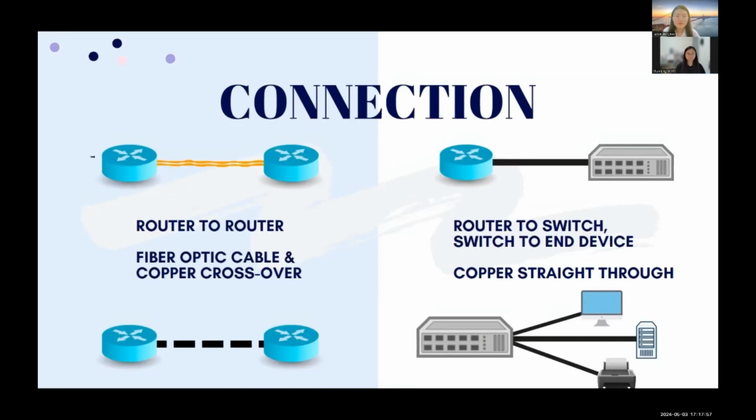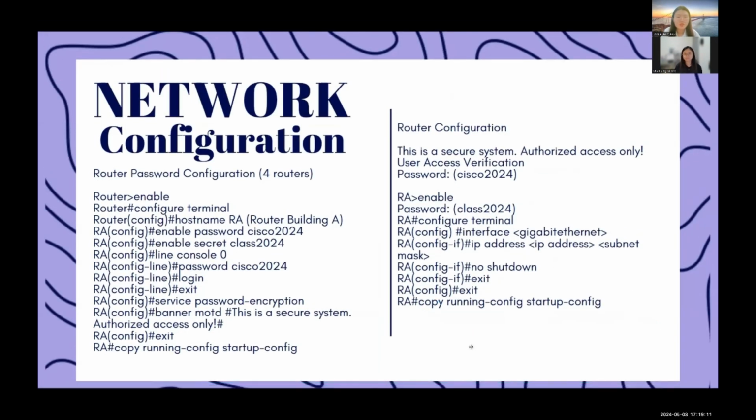For the router to router connection, we have used a fiber optic cable for connecting router building A to router building C and router building B to router building D, because the distance exceeds 100 meters, which cannot be supported by a copper crossover cable. And then the connection of router building A to router building B and D, we use the copper crossover cable because the distance is under 100 meters. And then for the connection of router to switch and switch to end device, we use the copper straight-through cable to connect. And now for the network configuration, we have 4 routers.